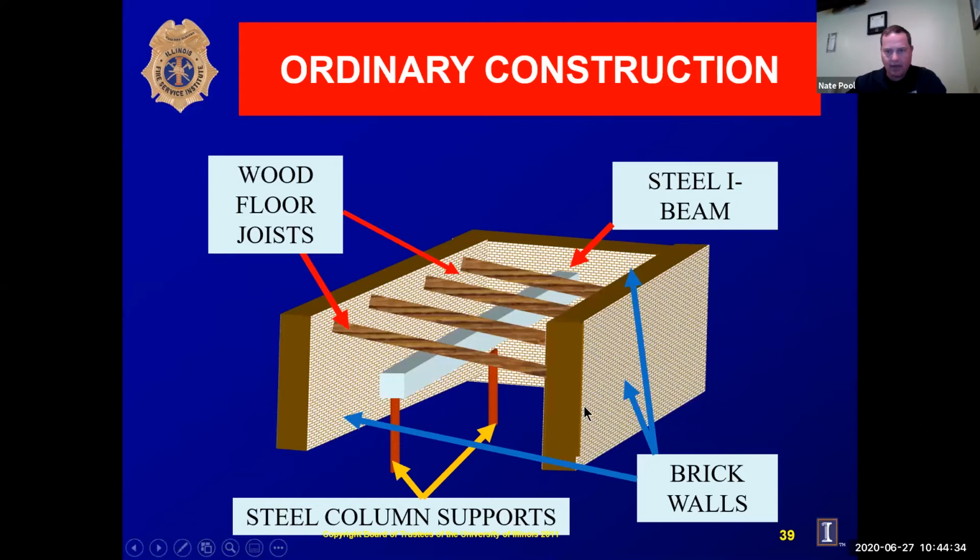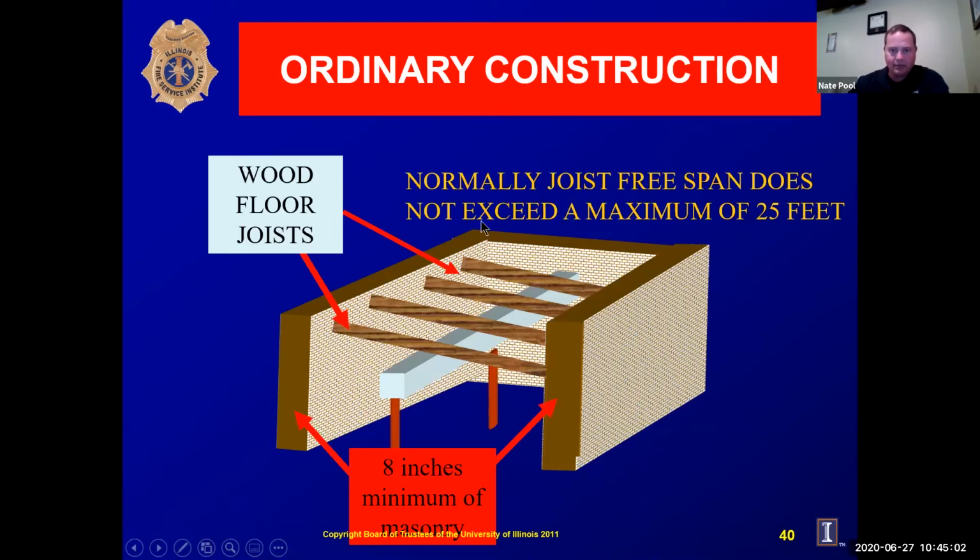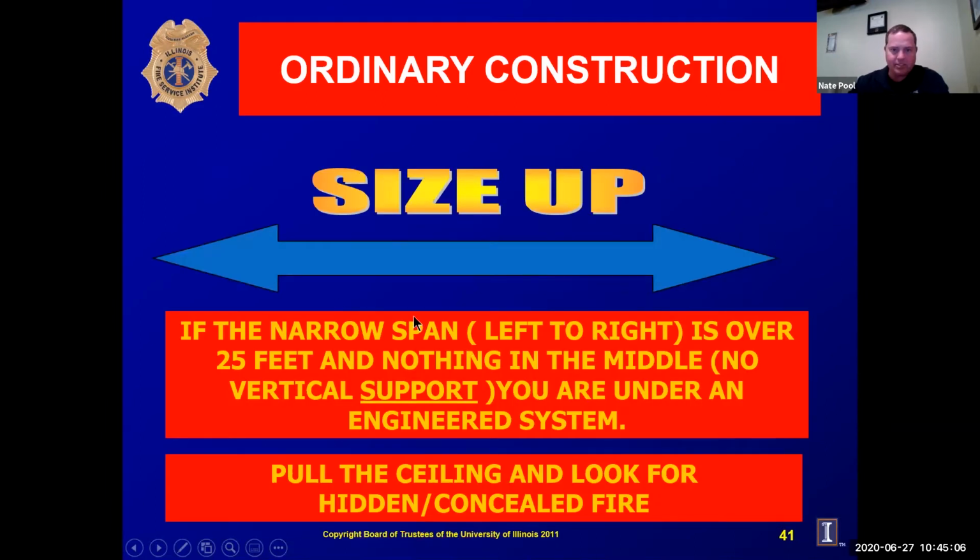So ordinary construction, like I said, you've got your 8-inch brick walls, generally 8-inch. You're going to have an I-beam and wood floor joists that can run across. If you don't see any of these supports from underneath, then you've got some kind of engineered system. And that engineered system can create spaces that are important for us to understand. Normally a joist-free span does not exceed 25 feet. So if that span is over 25 feet and there's nothing in the middle, you don't see some type of support, you're under some type of engineered system. So start pulling that ceiling, because if you've got an engineered system, there's going to be void spaces, or that long run, if it's under contact with fire, you have to start worrying about it falling in.